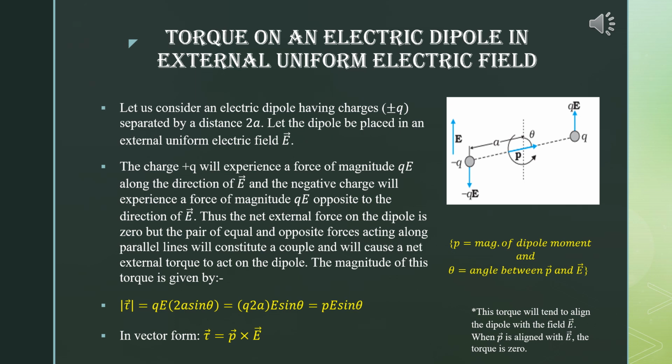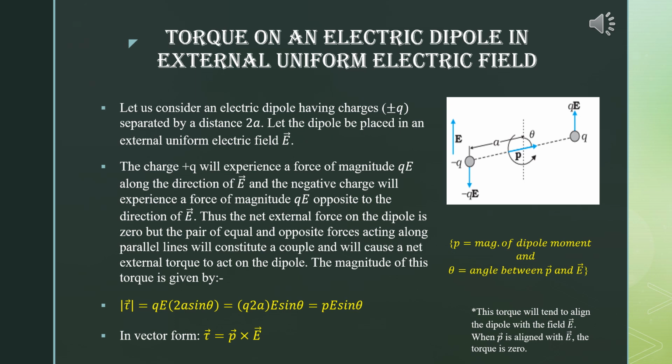How much is the torque? If you remember, for a couple, torque is equal to the product of each force and the perpendicular distance between the lines of action of the forces. So what is each force? qE. Now, the total distance between minus q and plus q was 2a. If you extend the plus qE or minus qE line and drop a perpendicular on it, then the perpendicular distance will be 2a sine theta. We learned in class 11 how to calculate the torque of a couple. So you can just note it down on paper and try to find it out. It's very simple, 2a sine theta.